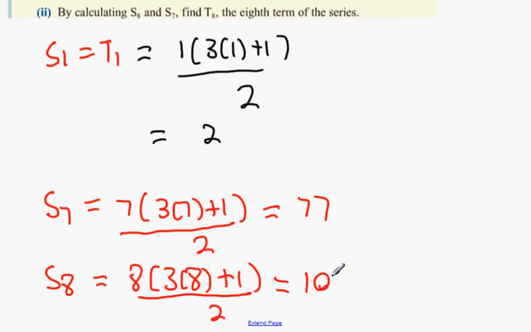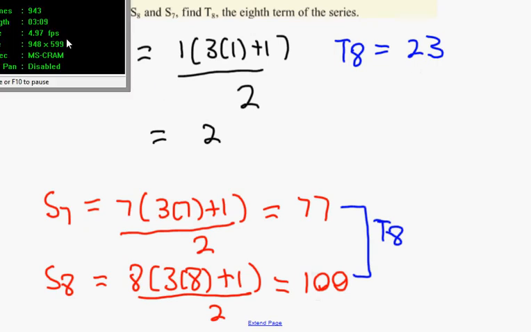Okay. Now, as discussed before, the only difference between S7 and S8 is the fact that T8 is included. So the difference between the two of them will tell you what T8 is. Therefore, T8 has to be equal to 23. So you know T8 is 23.